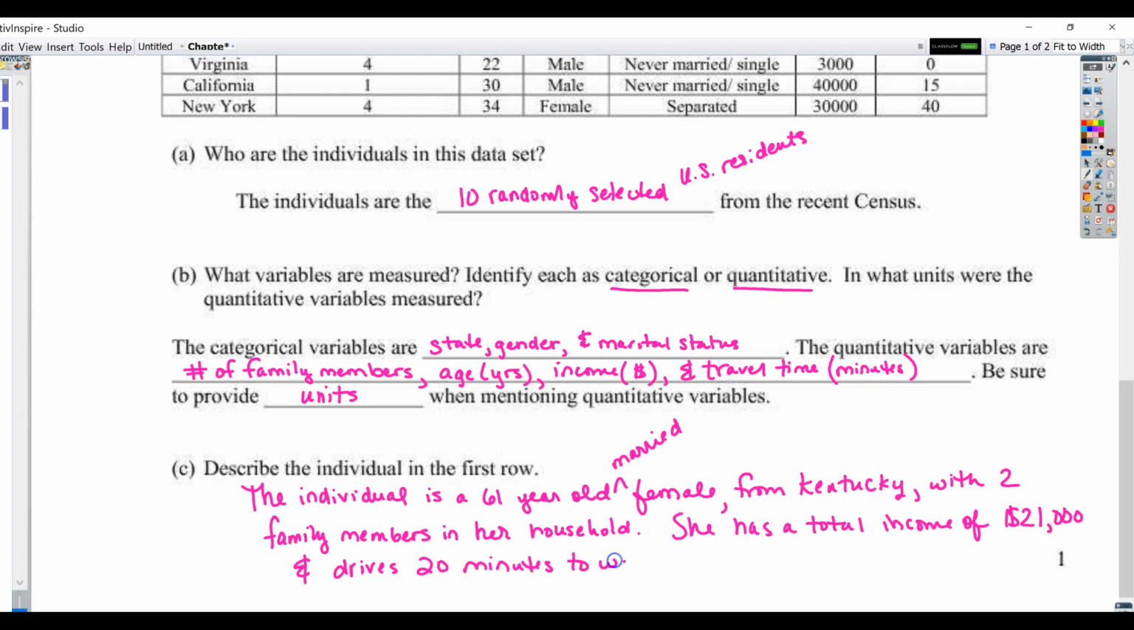Now, what is this telling you about her? Well, it tells you she's a little bit older, where she's from. She still has 2 family members in her household, you know, her income and how long it takes her to drive to work. So there is some information there, depending on what you're trying to study or do, that might be useful. All right, moving on.